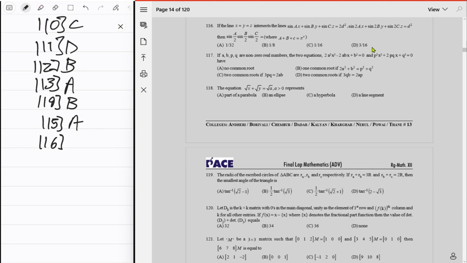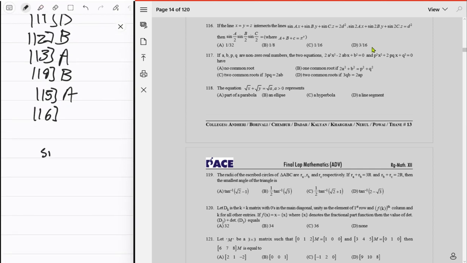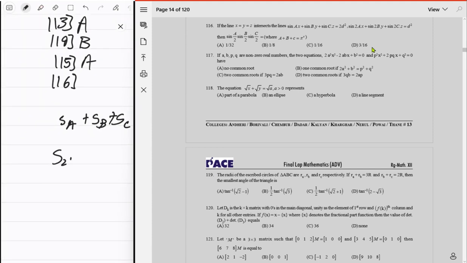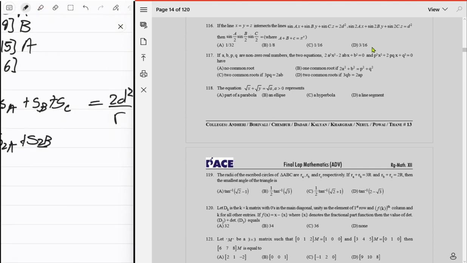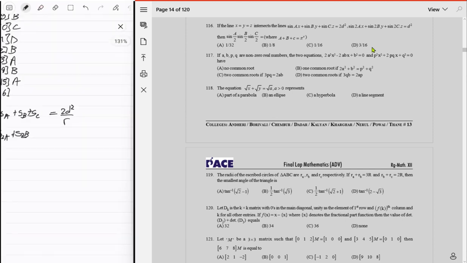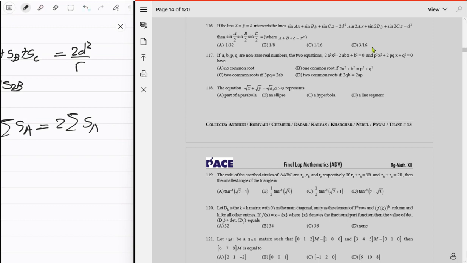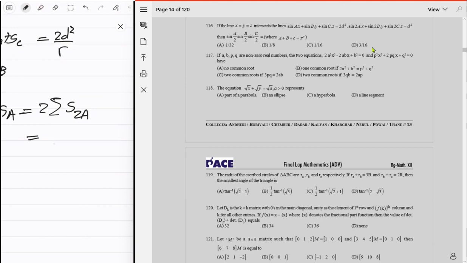Let's see what happens. What it's saying is like sin a plus sin b plus sin c is equal to 2d square upon r. और यहाँ पे कर रहा है sin 2a plus sin 2b plus sin 2c equal to t square upon r. So basically तुम ऐसा बोल रहे हो कि ये is like 2 times this thing, summation of sin a is equal to 2 times summation of sin 2a. That's all it's saying. Yeah, but this can be done as what?